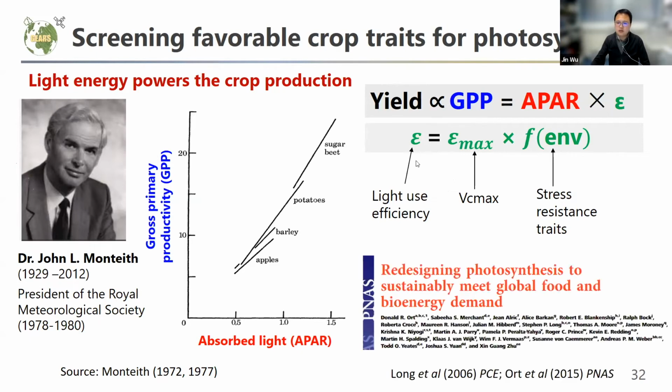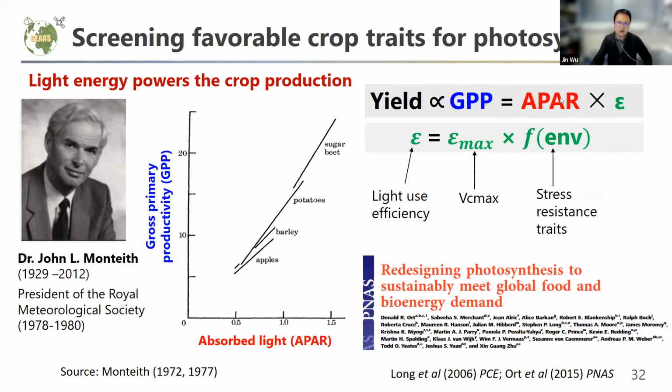Now if we assume crop yield is proportional to GPP, Steve Long's team from UIUC later published a paper highlighting that if GPP is really important to crop yield, we can potentially redesign photosynthesis to meet the future global food demand. If we return to this simple equation, we can see that to improve GPP there are two potential pathways. One is to increase the APAR. The other is the light use efficiency.